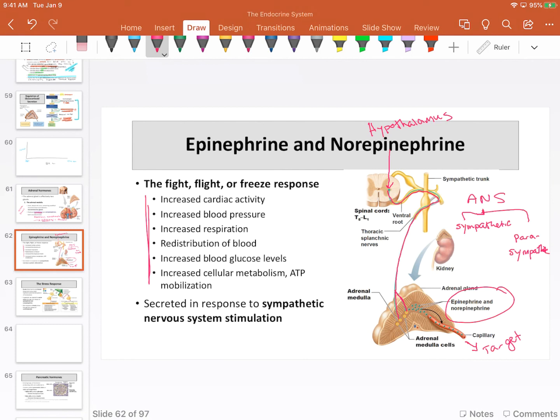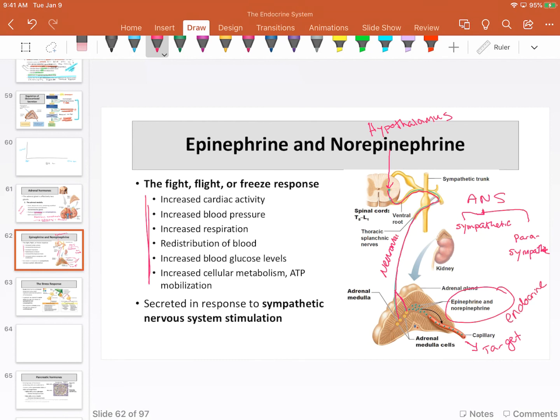And so these are all processes that occur with epinephrine in response to sympathetic stimulation. So this is a blending of the nervous system, the autonomic nervous system, and the endocrine system both. The nervous system, this is the neuronal part, and this is the endocrine part.